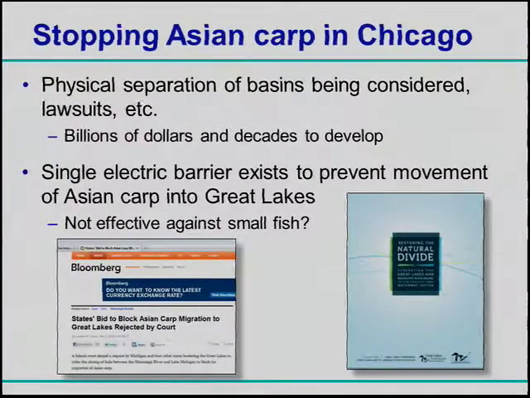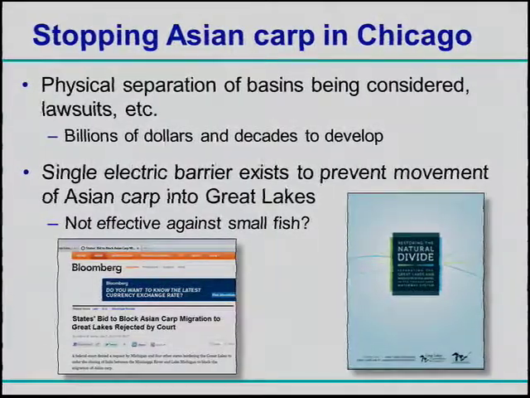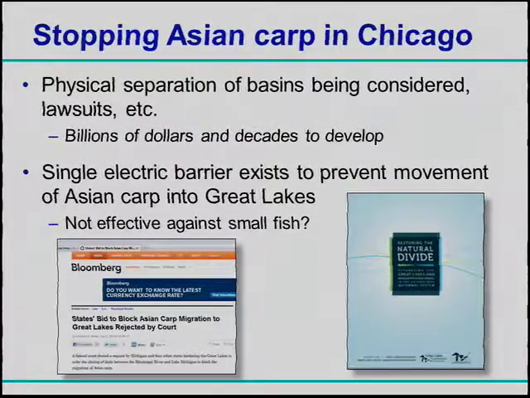Physical separation is being considered, if you're interested. This is a report that just came out, I think in January, called Restoring the Natural Divide, put out by the Great Lakes Commission, showing three separate scenarios for physical separation between the Mississippi and the Great Lakes. They have three potential sites for putting dams in the Chicago River for physical separation.